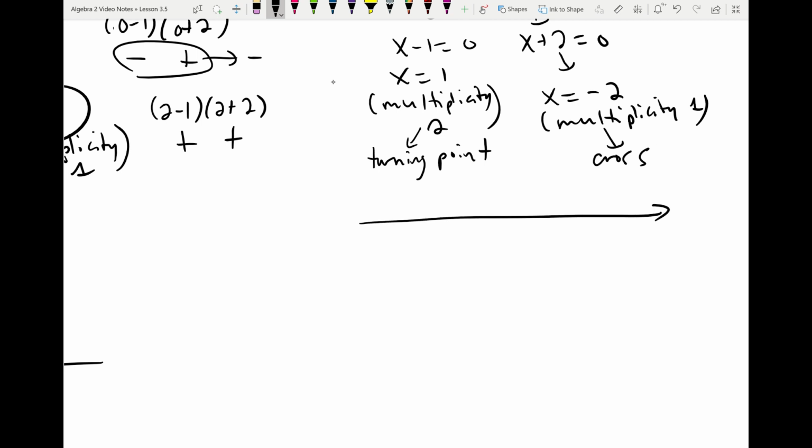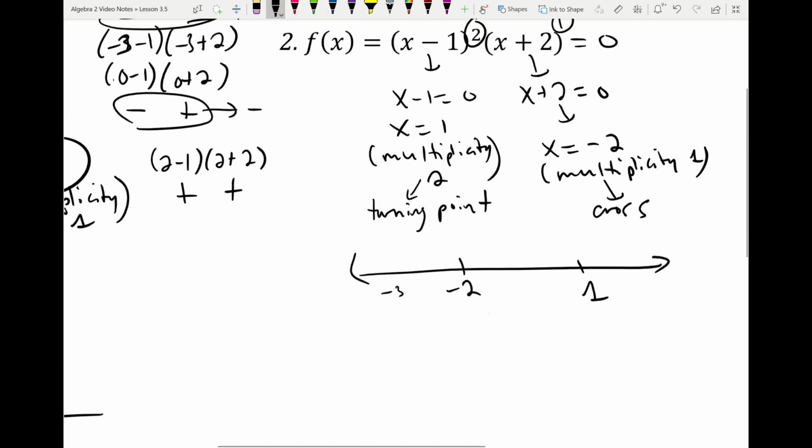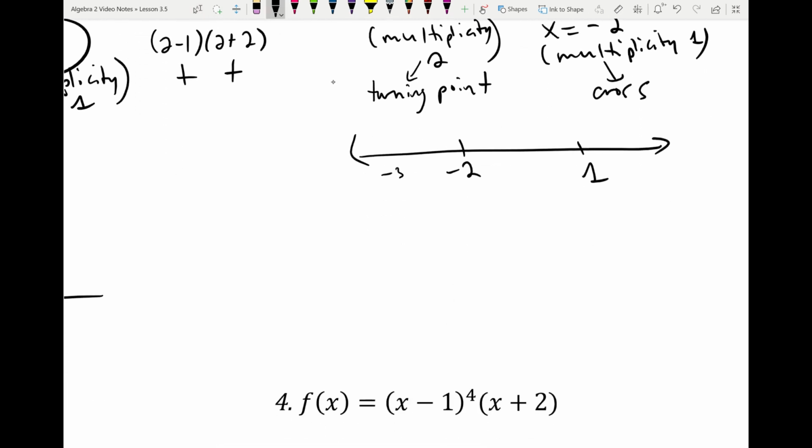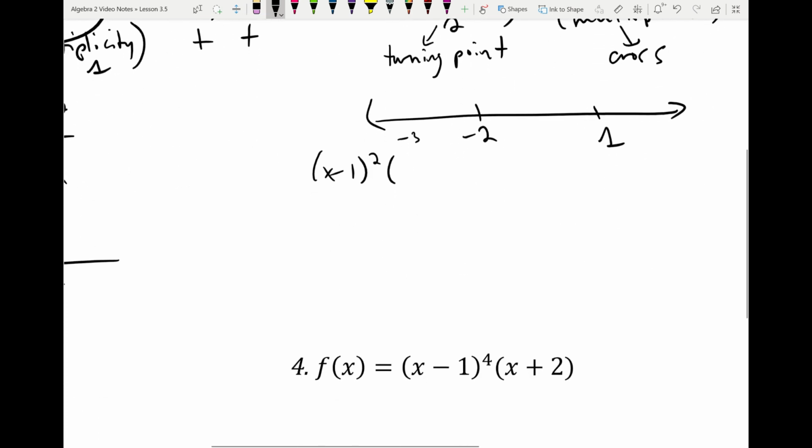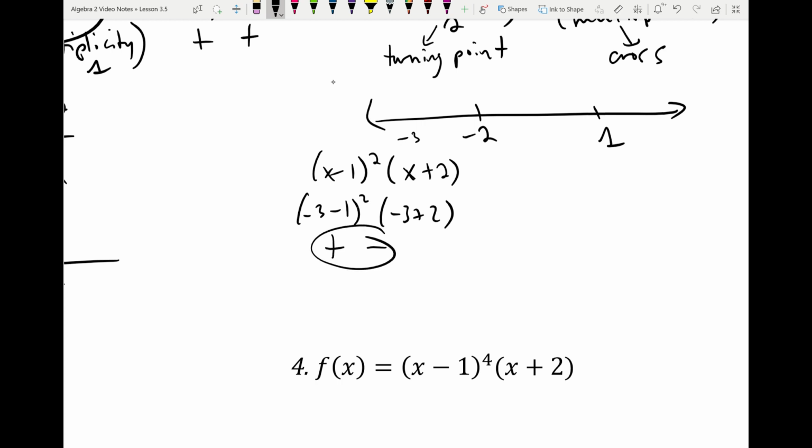So now let's do our number line. Let's do -2, let's do 1. So let's plug in a number like -3 into the original. I'm going to write the original, x minus 1 squared times x plus 2. So we have -3 minus 1 squared, -3 plus 2. -3 minus 1 squared, that's positive. -3 plus 2 is negative. Positive times a negative is a negative.